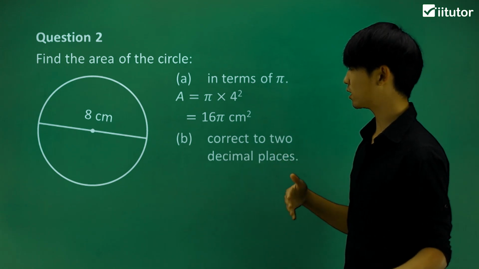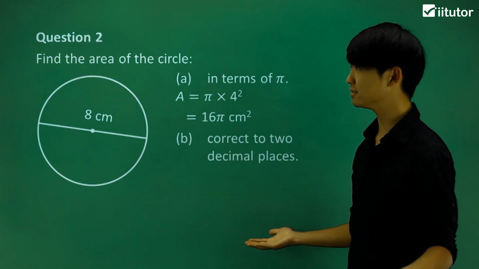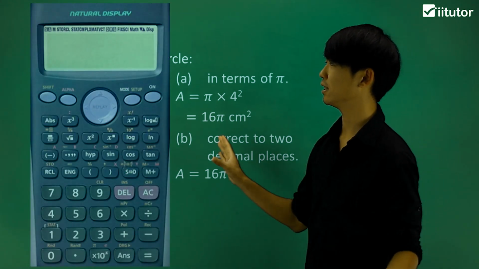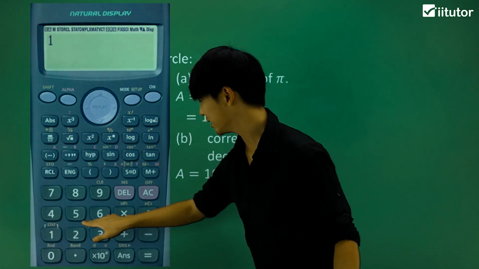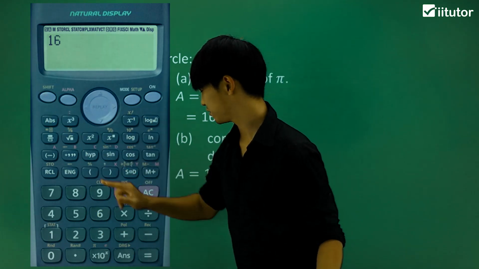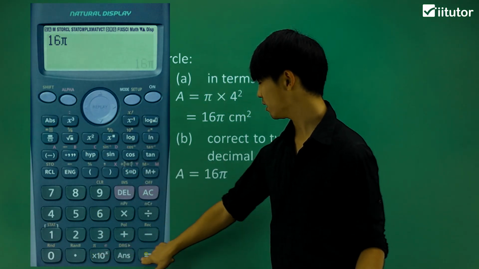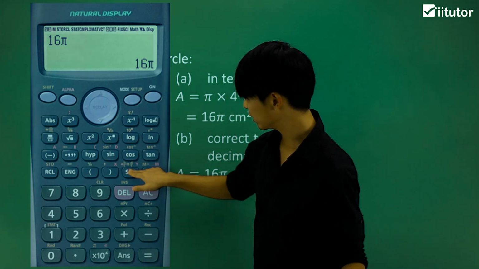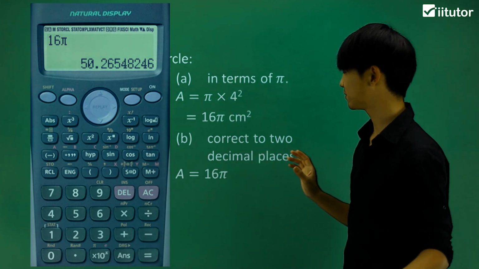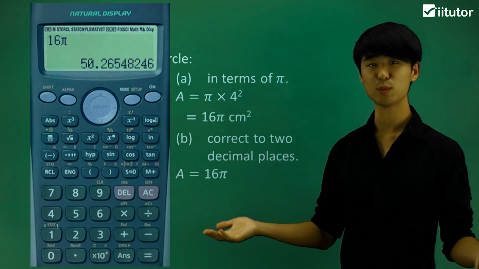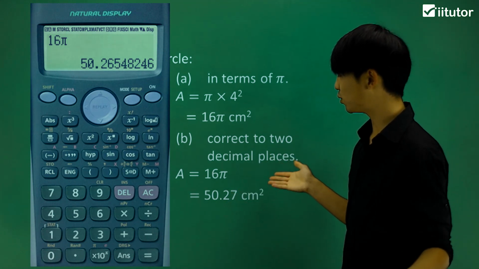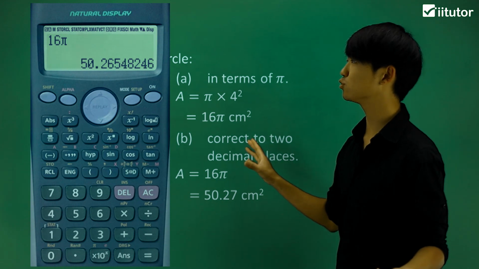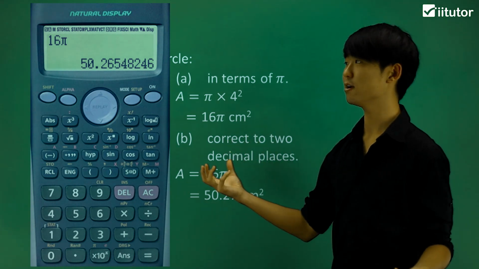In part B, we're going to find it correct to 2 decimal places, meaning my area of 16 pi, I'm going to put straight into my calculator. 16 shift pi, equal sign. I get 16 pi again, but in decimal form, I want to press my conversion button, and there it is. Corrected to 2 decimal places, my answer should be 50.27 centimeters squared.